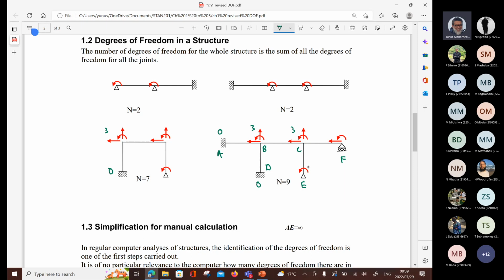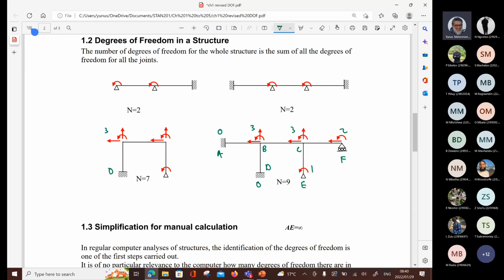E, 1, because it's a pin, right? And F, 2, because it's a roller, right? So what do I get in total? 3, 6, 8, 9. So very simple, 9 degrees of freedom for the structure.